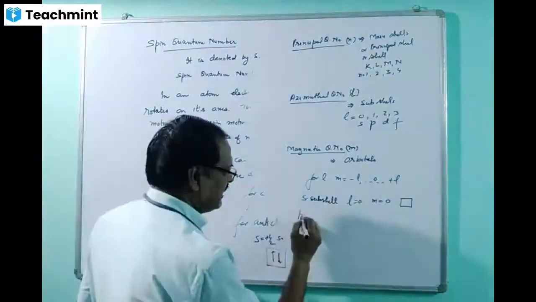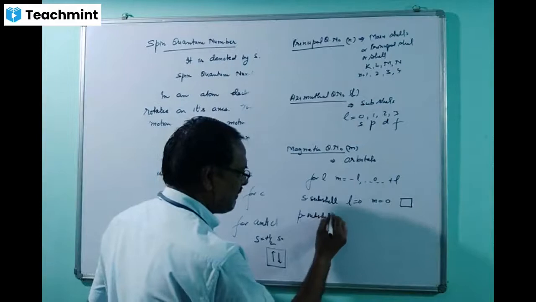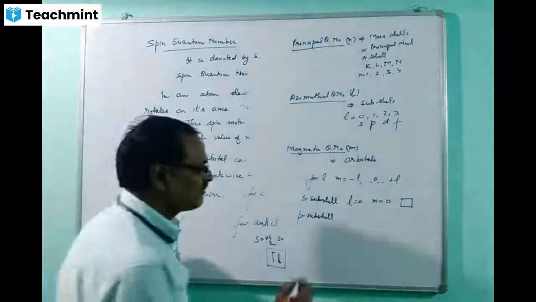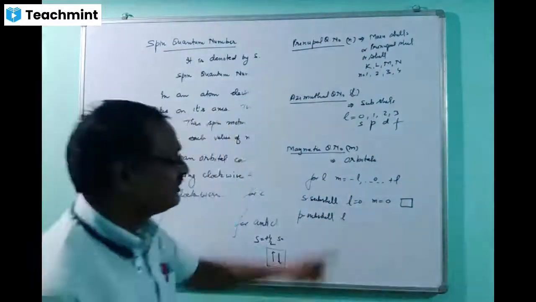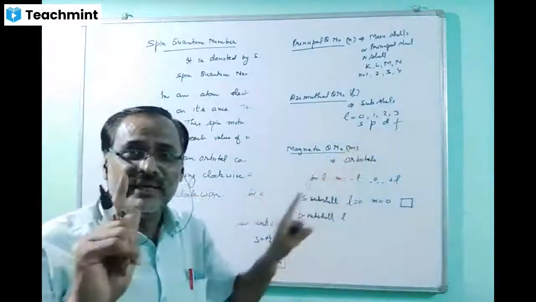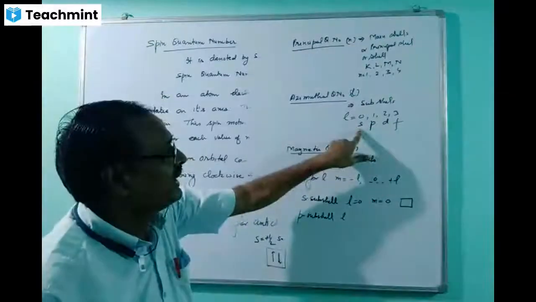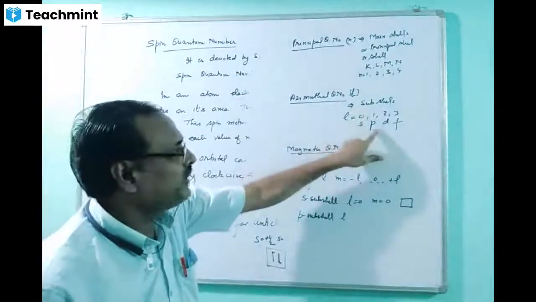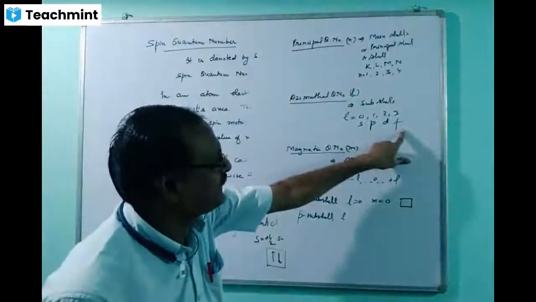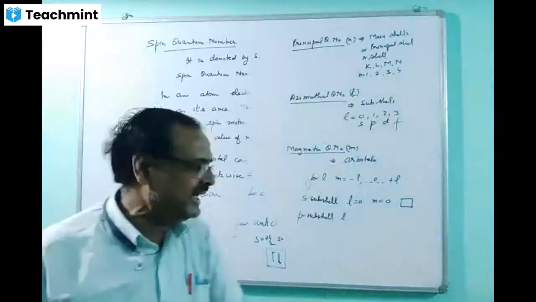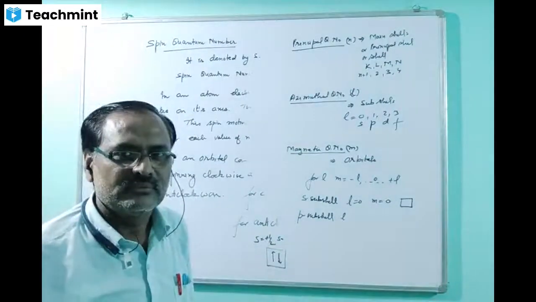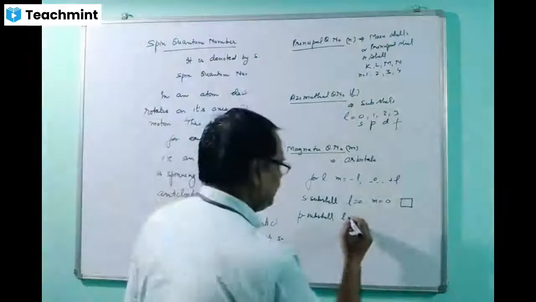In the same way, the P subcell. What is the value of L for the P subcell? No. Just see, for P, L is 1. Please all look here. For S subcell, L is equal to 0. For P subcell, L is equal to 1. For D subcell, L is equal to 2. And for F subcell, L is equal to 3. So my question is, for the P subcell, what is the value of L? 1. Yes, correct. The value of L is 1.